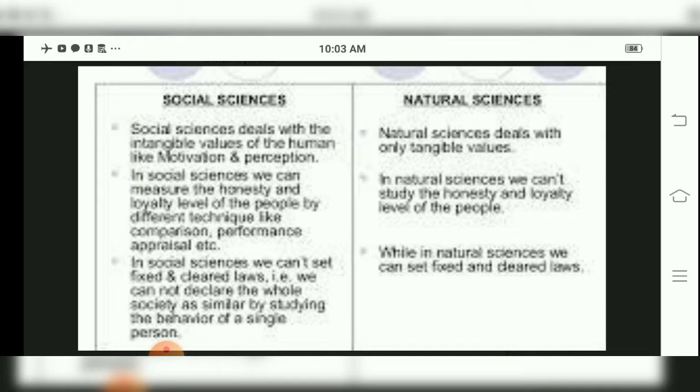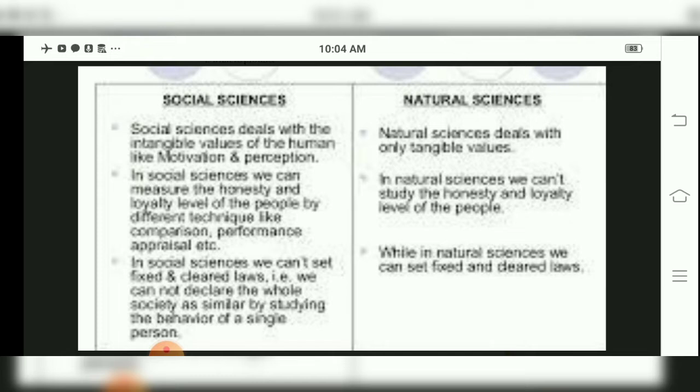So social science is related to what? Intangible values of the human, human motivation and perception. We cannot see it. Whatever we do in social science, that is social work. We cannot see it, we cannot feel it. And natural science means we deal with tangible values. Now in social science, children, we can measure honesty, loyalty level, as well as whatever the people have performed. In natural science, we can't study the honesty and loyalty of the people. In social science we can see the honesty, the social work, the charity work done by the people, but in natural science all is practical.